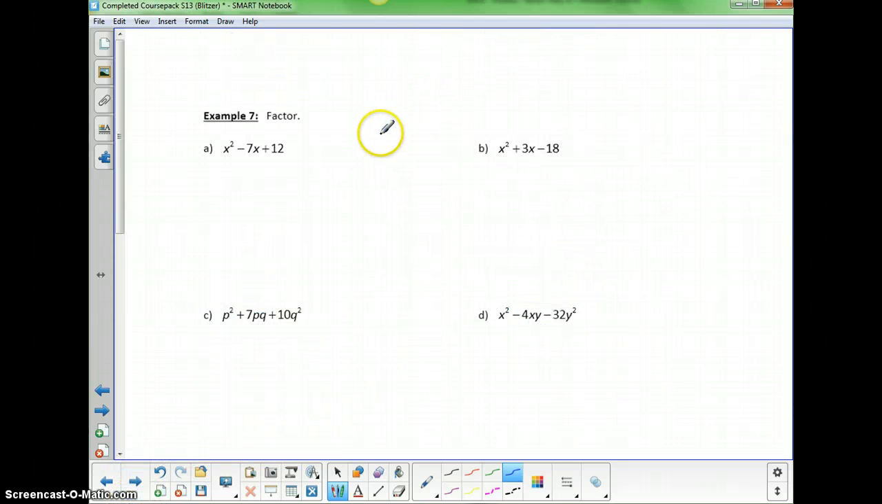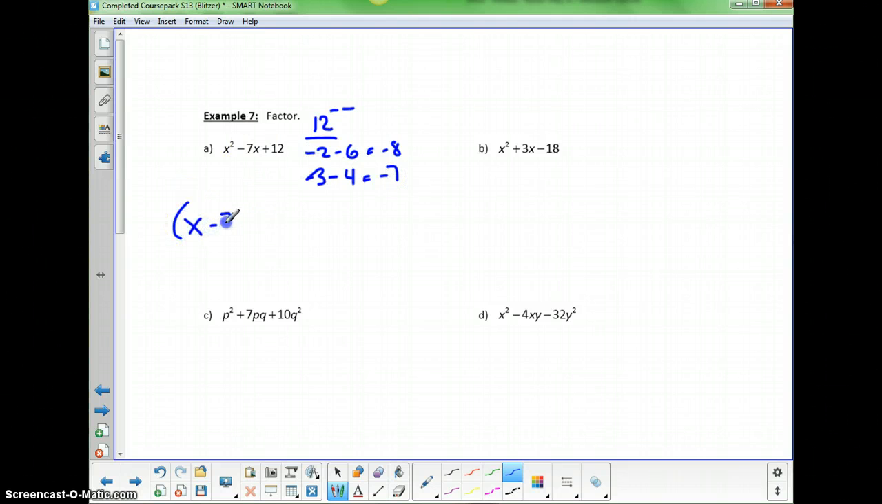Let's practice factoring in a couple more examples. In this one, I start with 12. It's a positive number. I need it to add to a negative, so it's going to have two of the same, two negatives. So 12 is 2 times 6, 3 times 4. So I know that 2 times 6 is going to add up to negative 8. That's not going to be what I need. 3 and 4 will add up to negative 7, and that is what we need. So that's going to be the correct factorization.